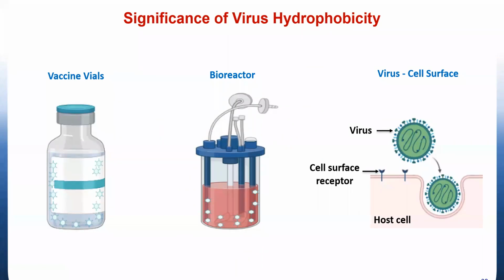We are interested in looking at virus hydrophobicity because it has significance in various applications, with some that I've highlighted here. For instance, with vaccine vials that are made from glass or PET material that have hydrophobic groups, hydrophobic viruses tend to stick to the walls of these vials, resulting in a loss in the concentration or efficacy of the vaccine. We also see a role of hydrophobicity in the bioreactors when viruses are produced. Hydrophobic viruses tend to stick to the walls of stainless steel bioreactors, resulting in the loss of viruses during production. We also see a role of hydrophobicity in virus and cell interaction because hydrophobicity is one of the factors that affect the virus entry into cells.